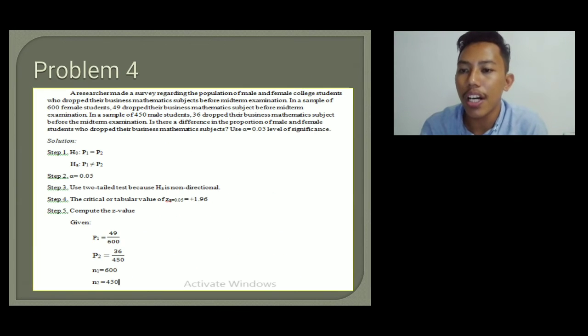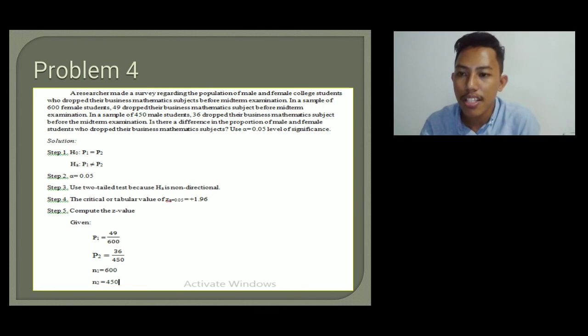For problem number 4. A researcher made a survey regarding the population of male and female college students who dropped their business mathematics subjects before midterm examination. In a sample of 600 female students, 49 dropped their business mathematics subject before midterm examination. In a sample of 450 male students, 36 dropped their business mathematics subject before the midterm examination. Is there a difference in the proportion of male and female students who dropped their business mathematics subjects? Use a level of significance of 0.05.